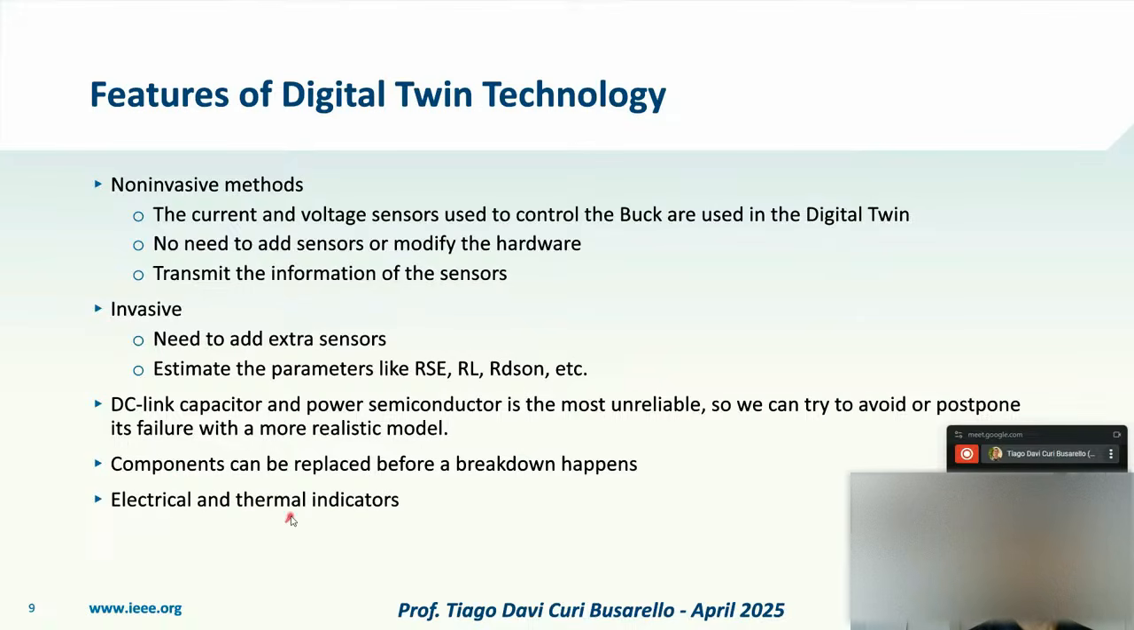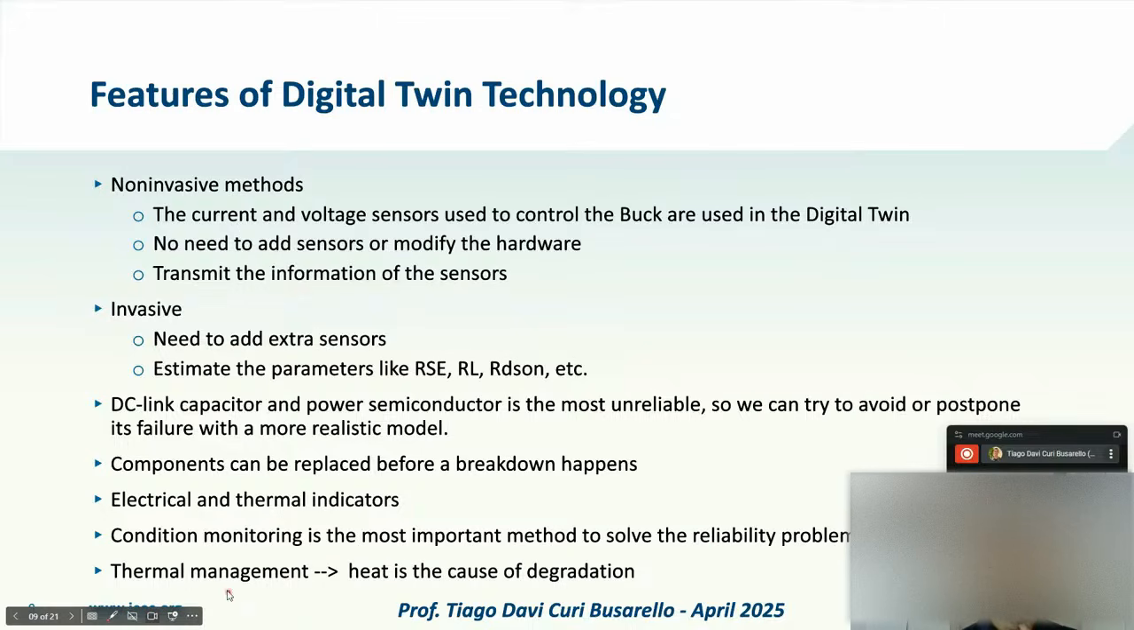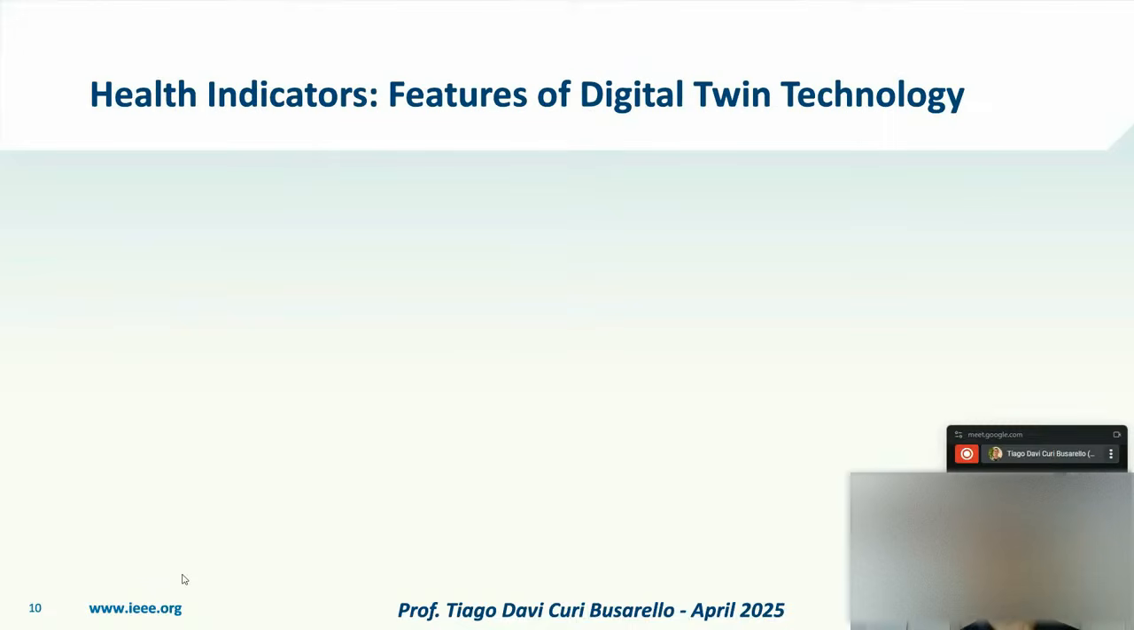We are going to see in the next slide some electrical and thermal indicators. And also we know that condition monitoring is the most important method to solve the reliability problems of converters. And also, let's discuss a little thermal management, because heat is the cause of the degradation. This slide here pretty much summarizes that.